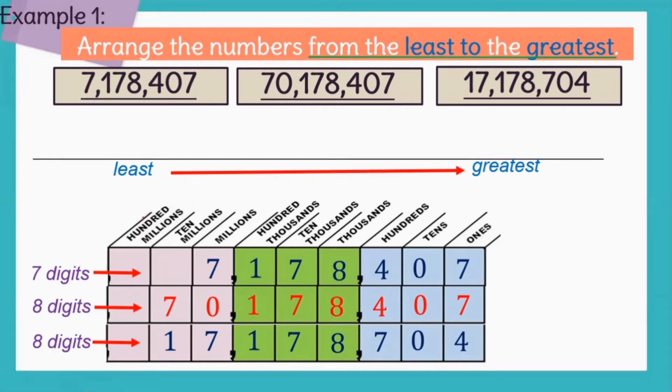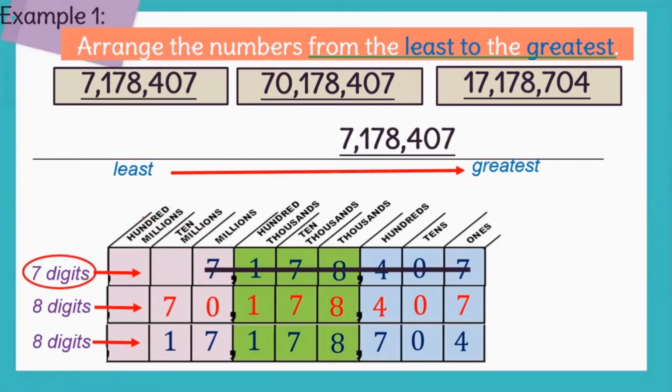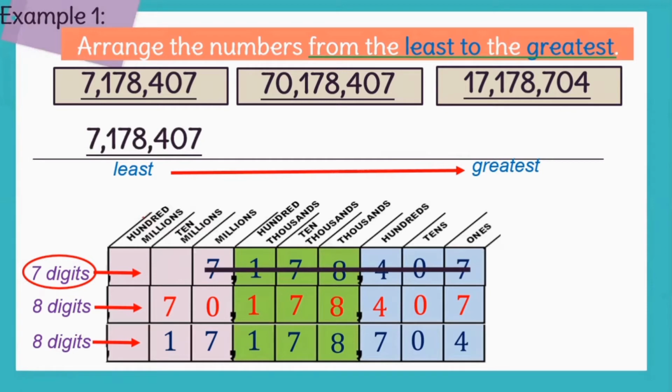As we remember, the smaller the total number of digits, the smaller the value. The bigger the total number of digits, the bigger the value. So we can see here, 7 is smaller than 8. It means this number is the smallest. So we're going to write it down in the first place from the least, which is 7,178,407.